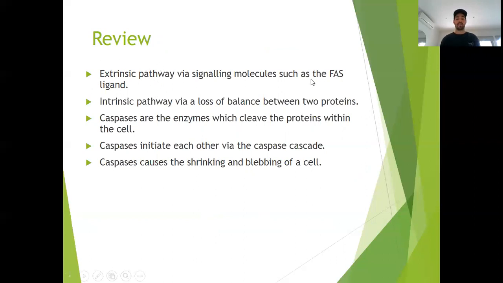The extrinsic relies on the Fas ligand, whereas the intrinsic is about those two proteins that are balanced. They involve caspases. Both of them result in the activation of caspases, and they are enzymes which cleave proteins. And we know that caspases can cause other caspases to be activated, and that's called the caspase cascade. And lastly, those caspases cause the shrinking and the blebbing of a cell.